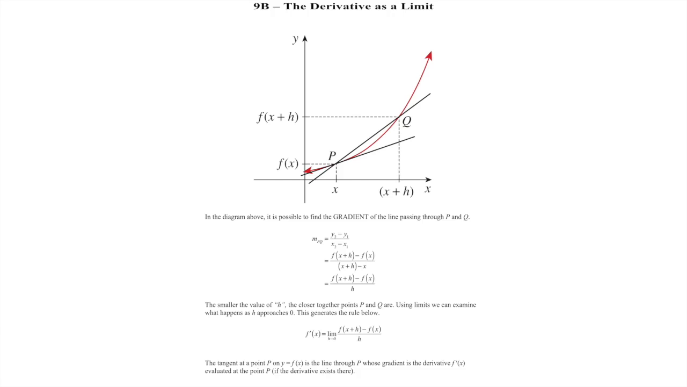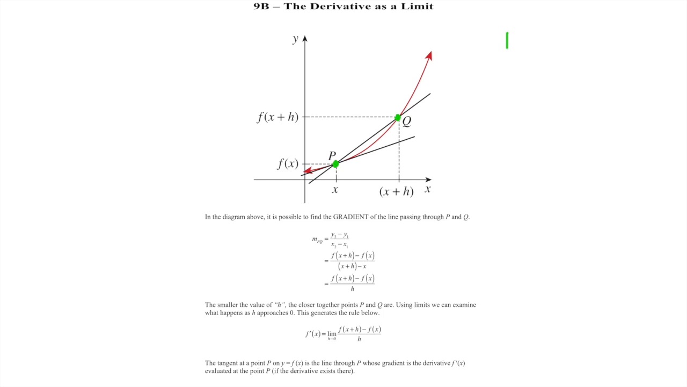Welcome back, Year 11 students, and today we're going to be discussing the derivative again, but this time as a limit. Now, what I want you to do is to look at the diagram that you can see. We've actually got, in the red, some curve. Randomly on that curve, we've chosen 2 points, the point P and the point Q.